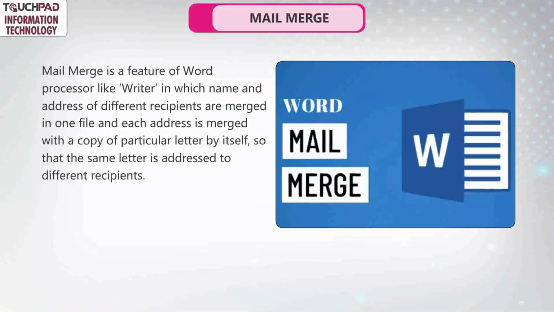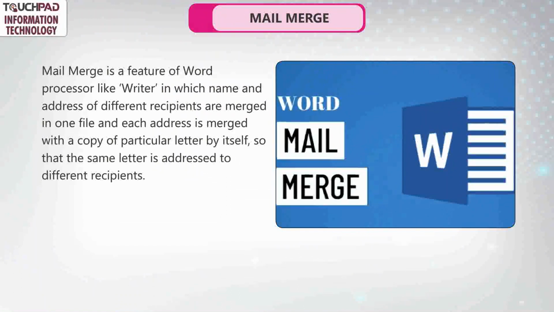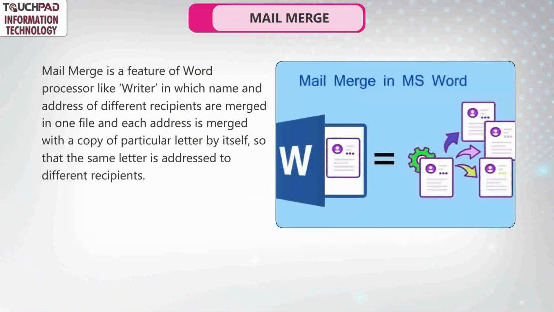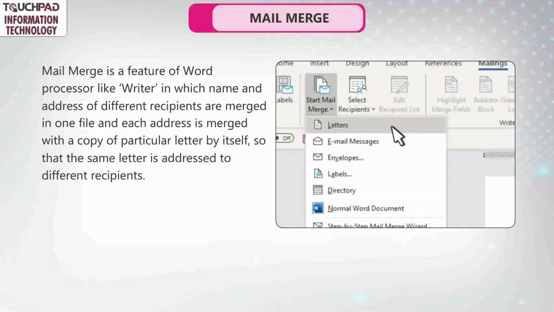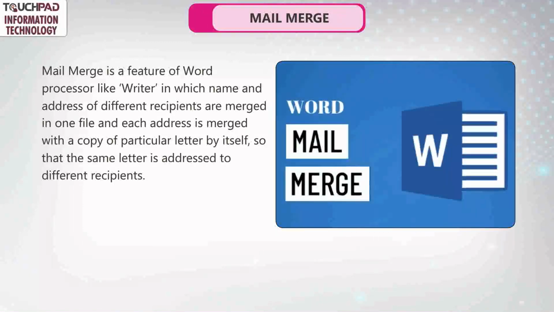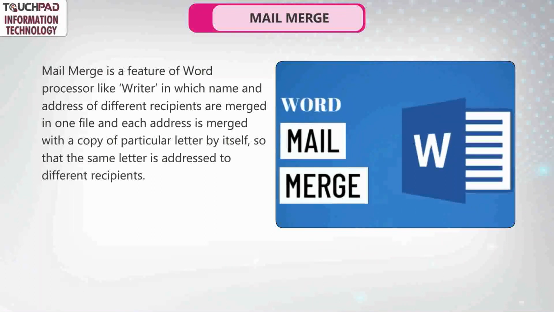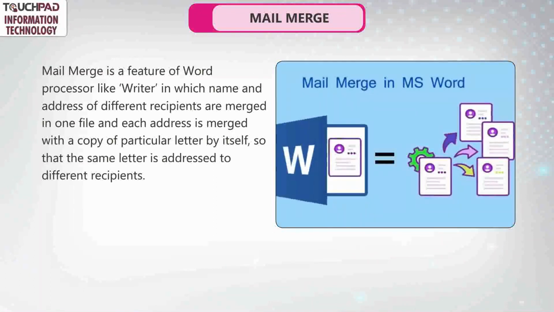Mail merge. Mail merge is a feature of a word processor like Writer in which the names and addresses of different recipients are merged in one file, and each address is merged with a copy of a particular letter by itself so that the same letter is addressed to different recipients.